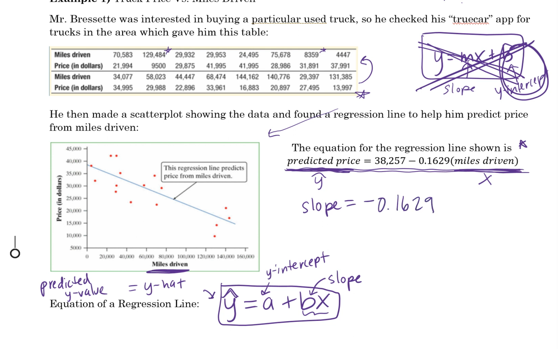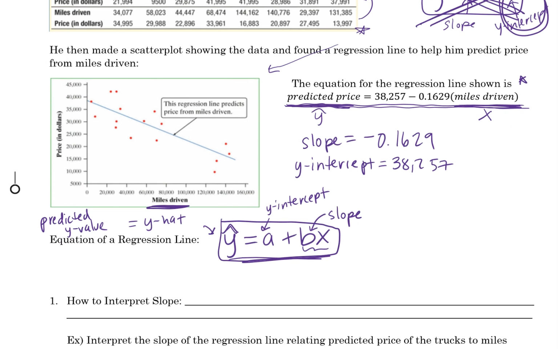It's this guy. Negative 0.1629, and according to this equation here, that means the y-intercept, of course, must be 38,200 and, well, that's a horrible 257. Okay. So that's nice, Bruce said, who cares?